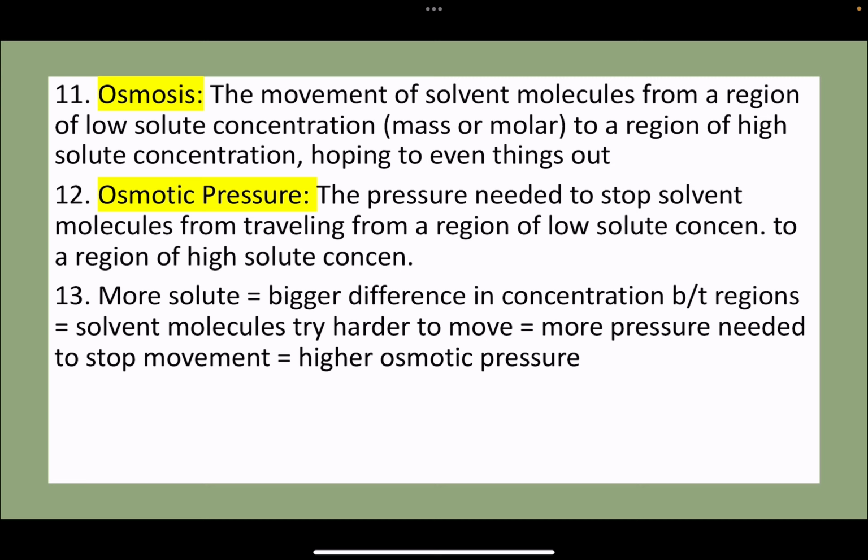But conceptually, adding solute increases osmotic pressure, and this is the logic behind that. More solute means that there will be a greater difference in the concentrations of solute in the high concentration region and the low concentration region. There is a larger disparity. This larger disparity compels the solvent molecules to try harder to move from the low concentration region to the high concentration region. This means more pressure will be necessary to stop this movement, and this results in higher osmotic pressure.